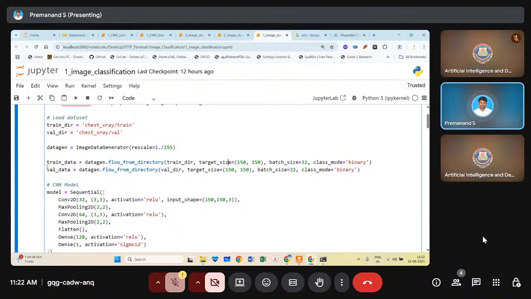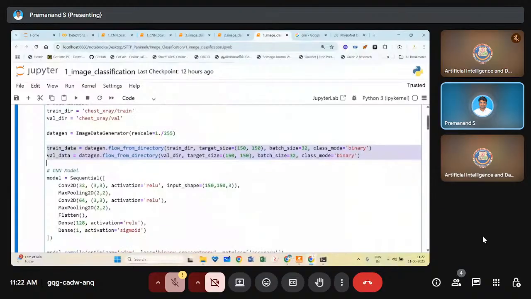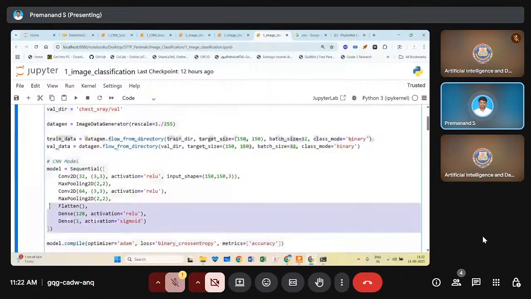Next, I'm making everything into the same format, 150 by 150. That's the size of the image. Even if I have images of different sizes, they will be converted to that particular size, because when we give input image data to an architecture, it must satisfy the architecture's shape and size. That's why I'm doing the modification here.